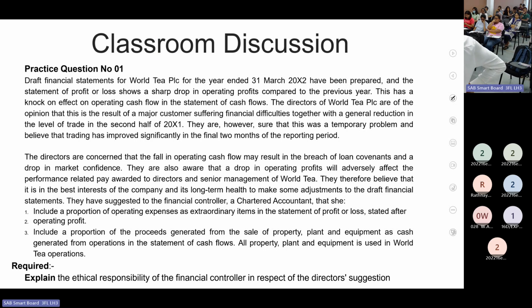They have suggested to the financial controller, a chartered accountant, that she include a proportion of operating expenses as an extraordinary item in the statement of profit or loss, stated after the operating profit. Include a proportion of the profit generated from the sales of property, plant and equipment as cash generated from operations in the statement of cash flows. All property, plant and equipment is used in World Tea operations. So what is the requirement? Explain the ethical responsibility of the financial controller in respect of the directors' actions.